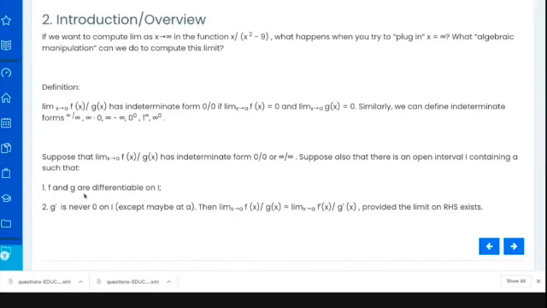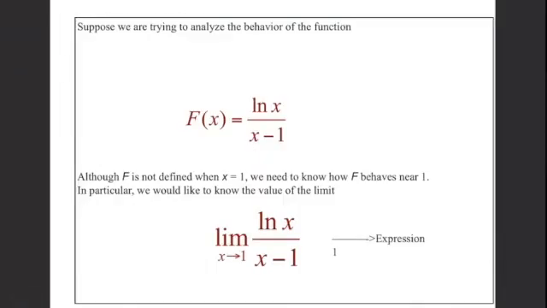f and g should be differentiable on I. The g prime is never 0 on I, except maybe at a. Then the limit of f of x divided by g of x as x approaches a is equal to this one. So this is what we're going to use for indeterminate forms. It has to be, remember, of the form 0 over 0 or infinity over infinity.